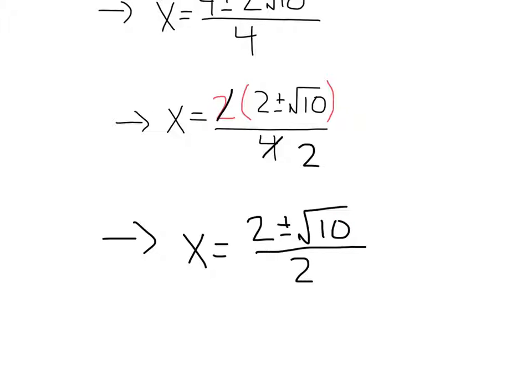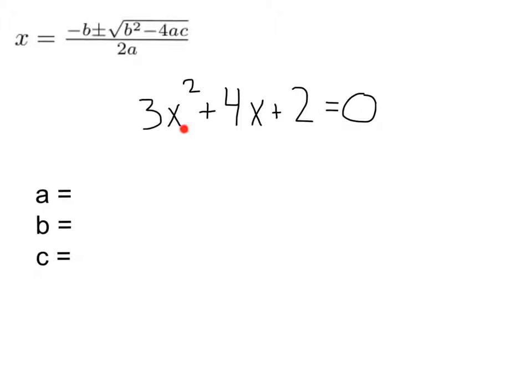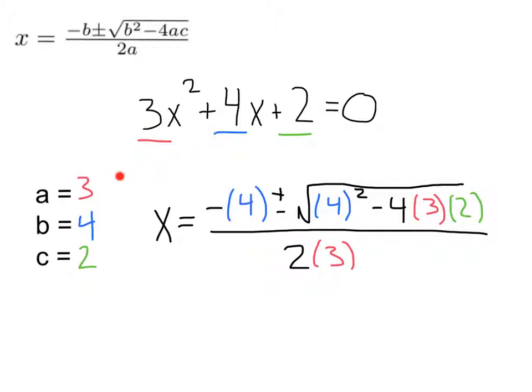So whenever you can simplify a square root or factor something out and cancel it out, you've got to do that because we like to keep things simple as much as we can. This is going to be our final solution set for the equation. And for our final example, 3x squared plus 4x plus 2. And same stuff, different day, a, b, and c, 3, 4, 2, plug it all in.